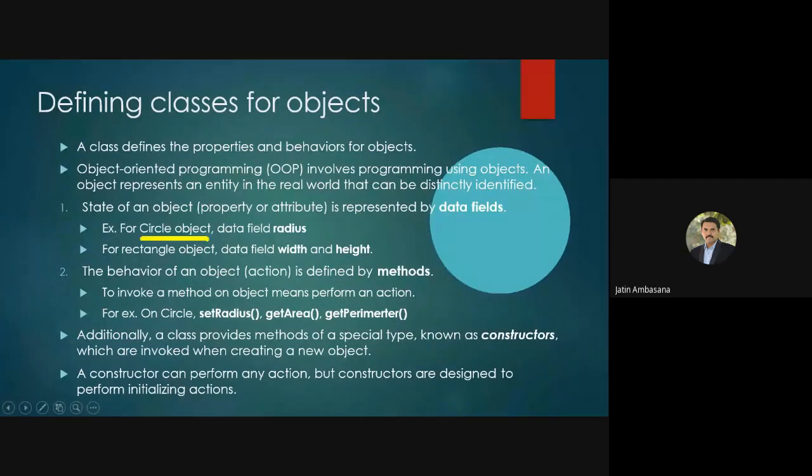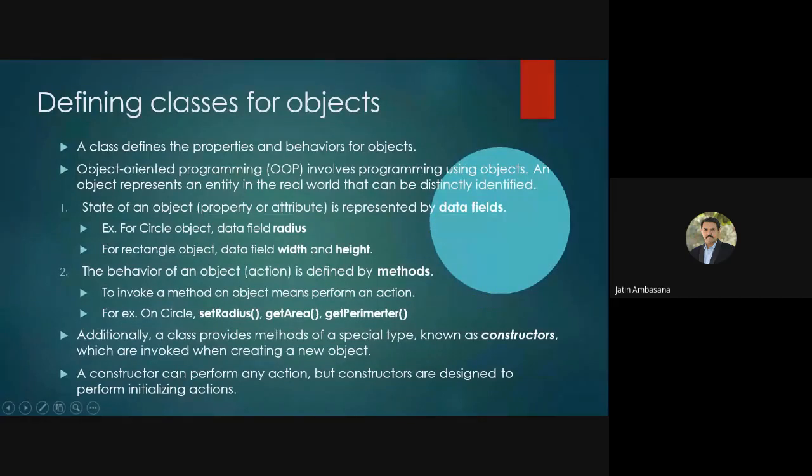For example, a circle object or a rectangle object. These are all shape type of objects, right? So every object has got two things: a property or an attribute, and the behavior, that is action, which is defined by methods. The property or attribute is defined by data fields, or simply the variables, and action is defined simply by methods.